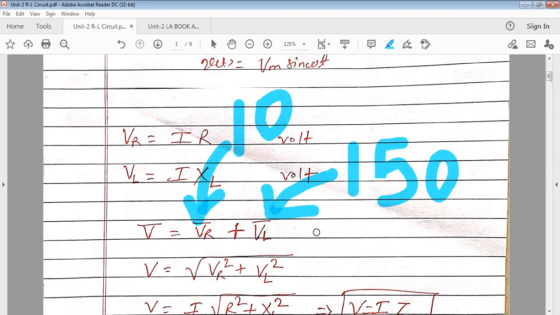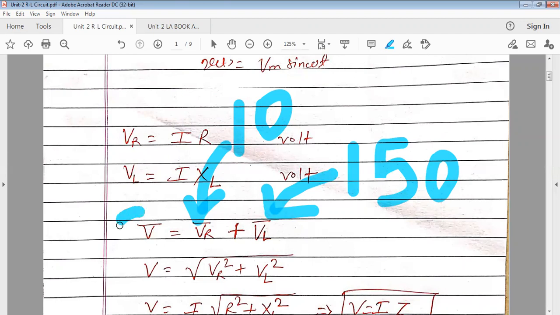How do you calculate? Some students do 10 plus 150, so that is 160. It's not so. It's an AC parameter, so you have to consider that magnitude and direction continuously change. That's why the square root of 10 square plus 150 square will be V.